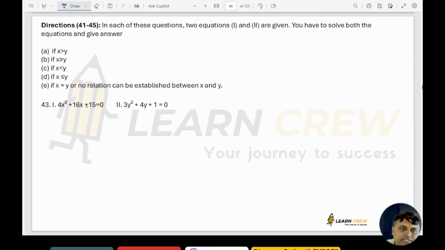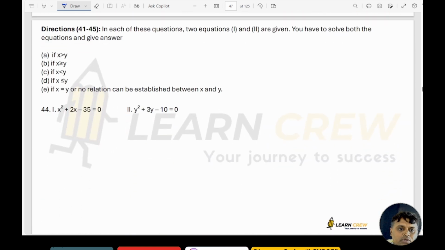The next, 43. So I am going to get x as -5/2, -3/2. And y is equal to -1, -1/3. So what I am going to get here, -1 is greater than this. So y is definitely greater than x.